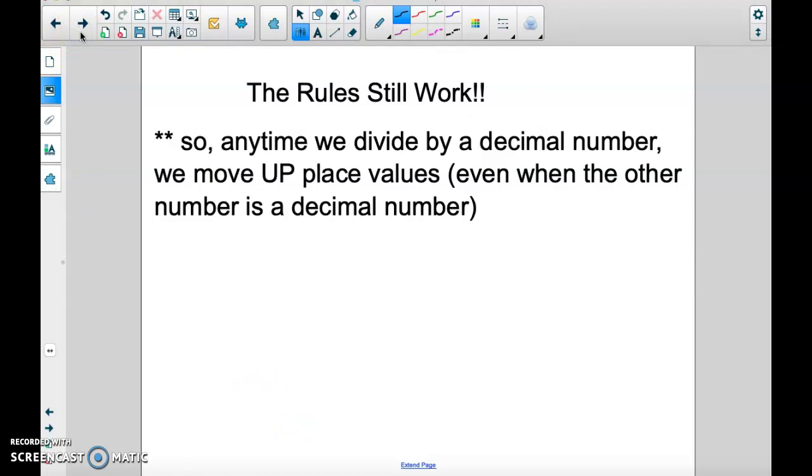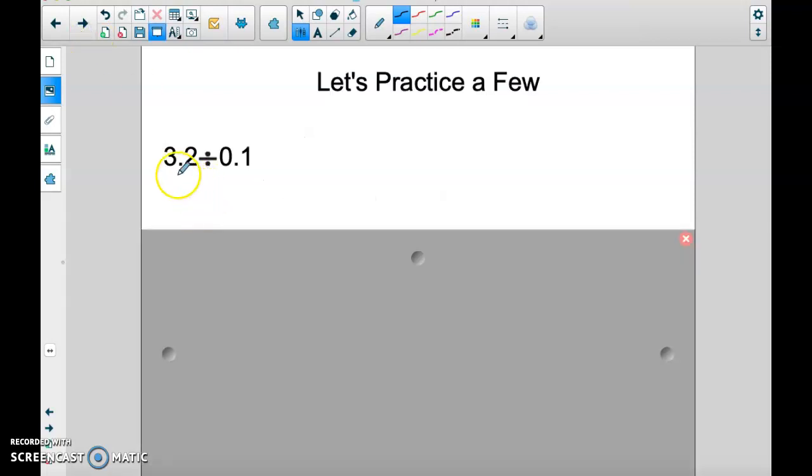So now we can generalize it, right? Anytime that you divide by a number, you move up the place values, okay? Even when the other number is a decimal number. So let's practice a few. If I have 3 and 2/10 divided by 0 and 1/10, go ahead and pause your video, solve it how you think you need to solve it, and then play when you're done.